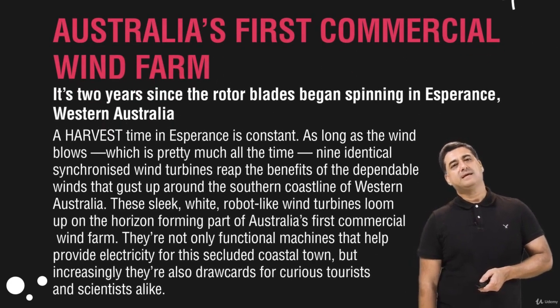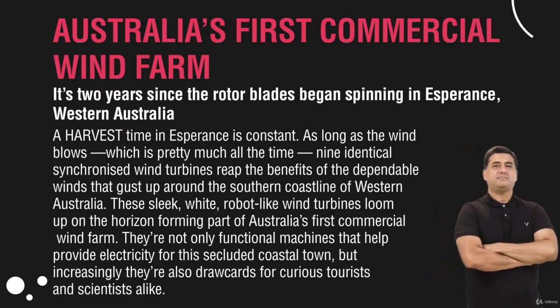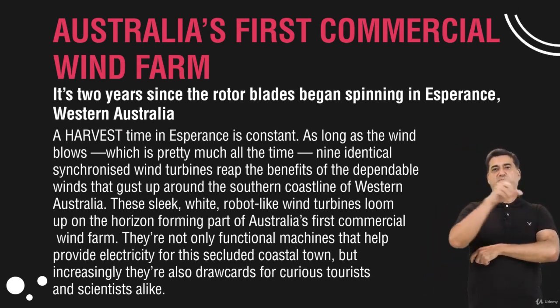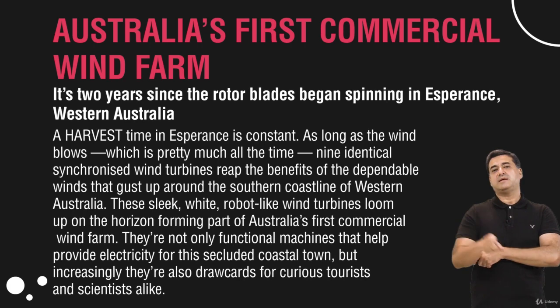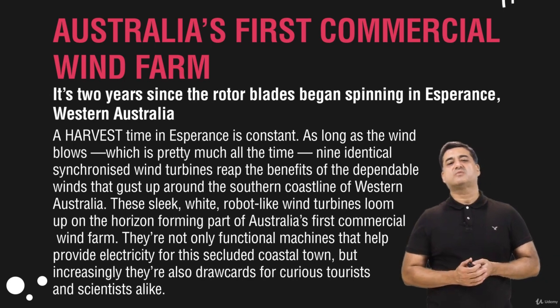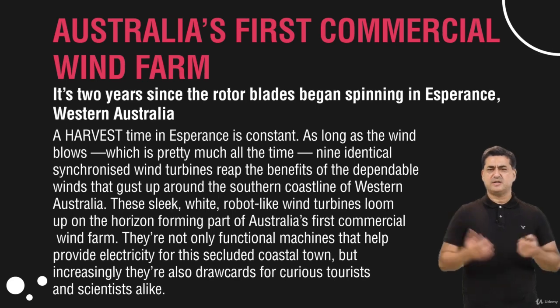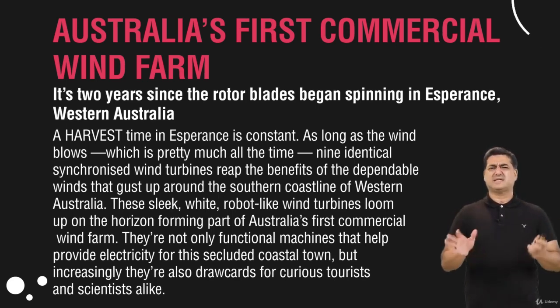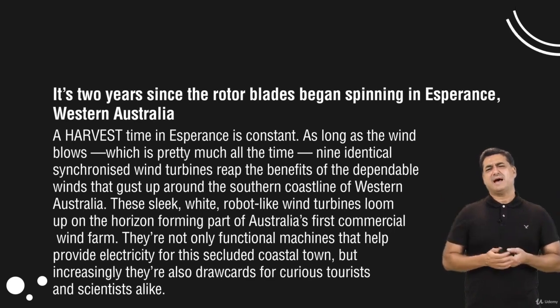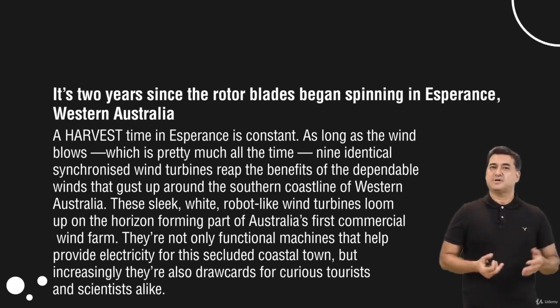Let's see. Basically, we are talking about Australia's first commercial wind farm. What is a wind farm? Basically, there are rotor blades. They spin, and because of their circular movement, they produce electricity. So it's 2 years since the rotor blades began spinning in Esperance, Western Australia. This is an article about, I want you to do a skimming, I briefly tell you about it, that basically we are talking about a wind farm, how it works, how it functions.